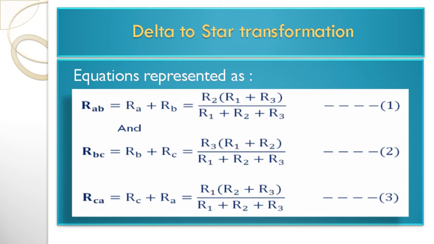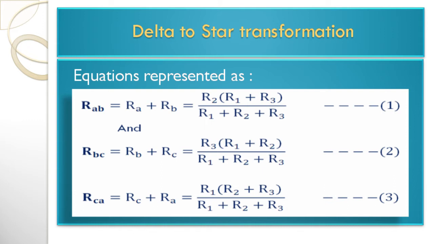Using the procedure of delta to star transformation, the equations are represented as follows. The resistance between terminals A and B in the star equivalent circuit, RA plus RB, equals the resistance AB in the delta network, R2 in parallel with R1 plus R3. In equation form, R2 multiplied by R1 plus R3, divided by R1 plus R2 plus R3, which is equation 1.